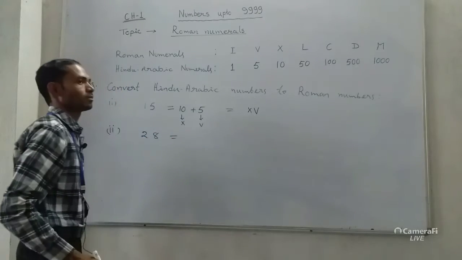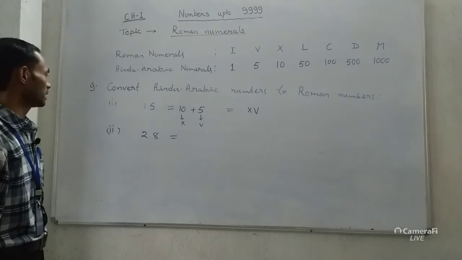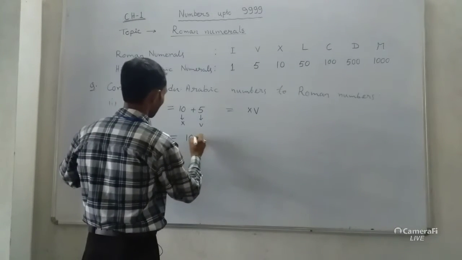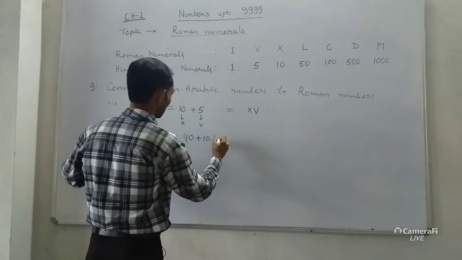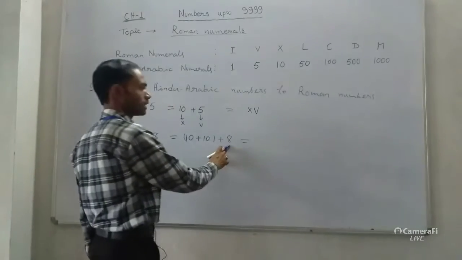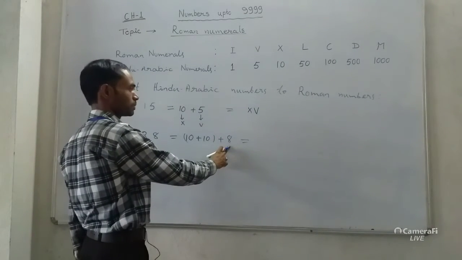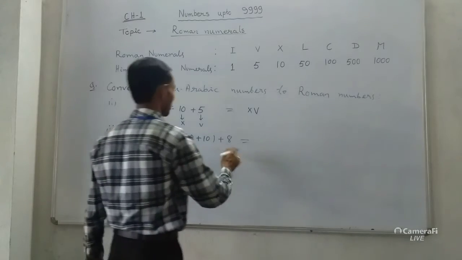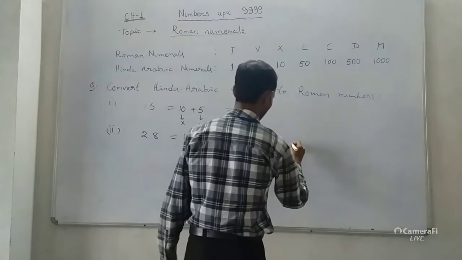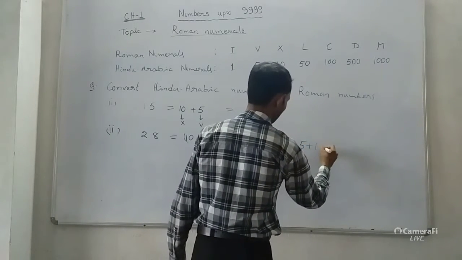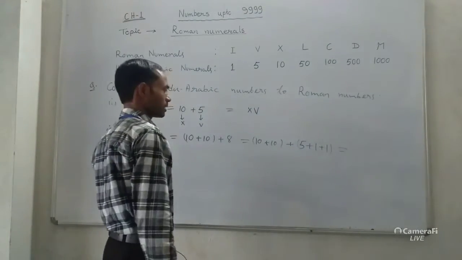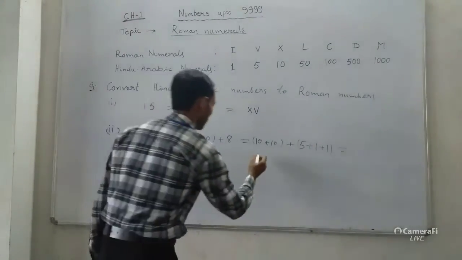28. So how can we expand 28? Nearest to 28 there is no value, so we expand it as 10 plus 10, 20, and then plus 8. Again we can expand because 8 has no specific symbol. 10 has a symbol, okay. 10 plus 10 you get 20. Now 8 we will expand as 5 plus 1 plus 1 this way.